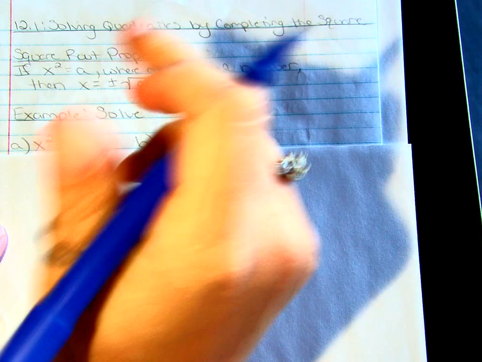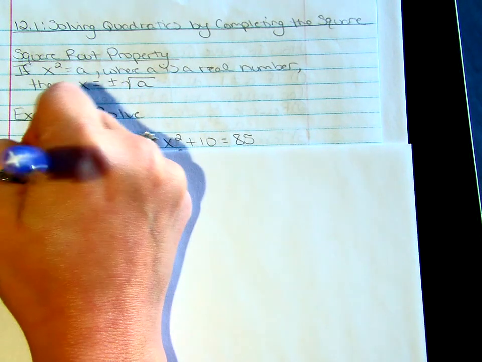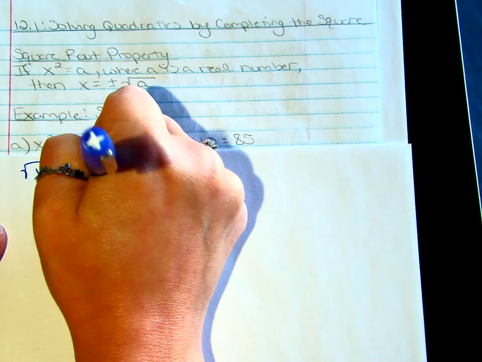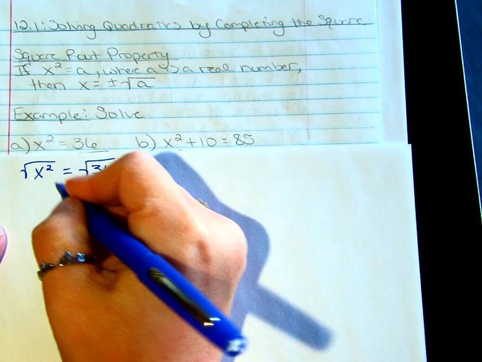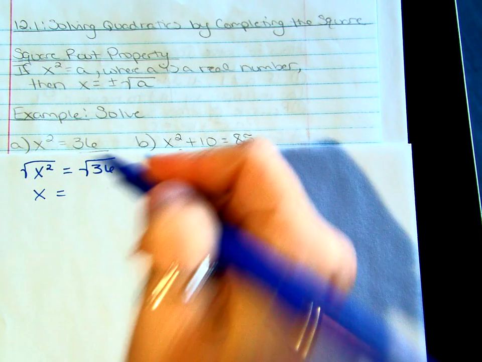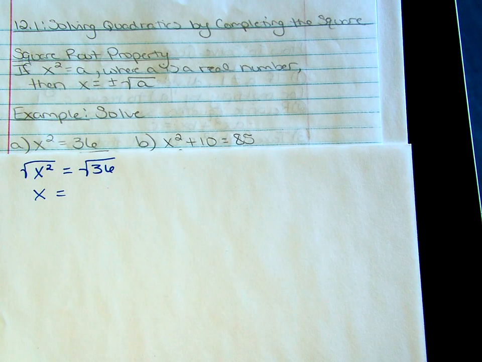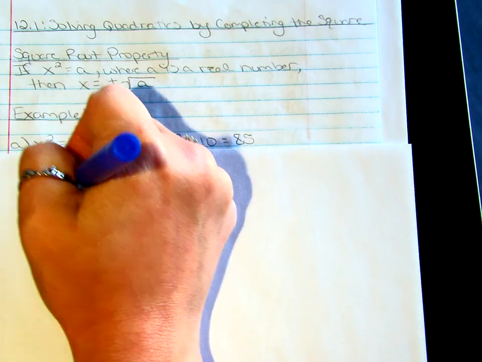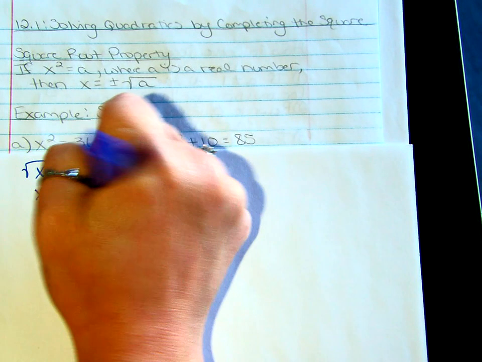So using our square root property, I'm going to square root both sides. When you square root a square, it goes away. So I get x equals, well, what is the square root of 36? What times what gives us 36? 6. So we are going to have both the positive 6 and the negative 6. So I'm going to put plus or minus 6.